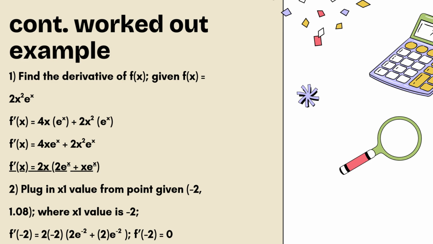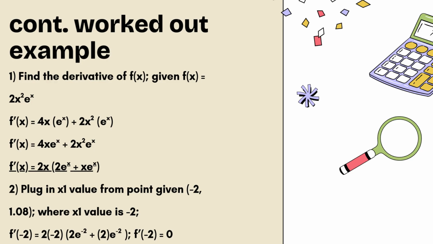And a really important derivative rule to memorize is that the derivative of e to the x is just e to the x itself. That is one thing that stays common throughout the course, so it is an important thing to memorize. As we find the derivative, we say f prime of x is equal to 4x e to the x plus 2x squared e to the x.